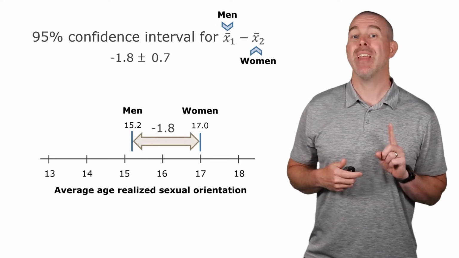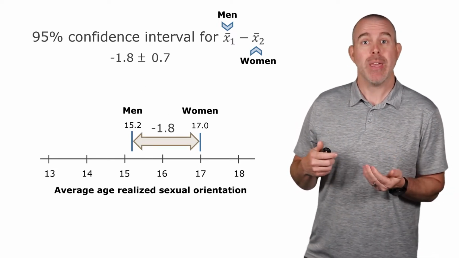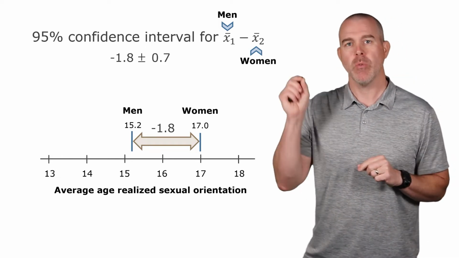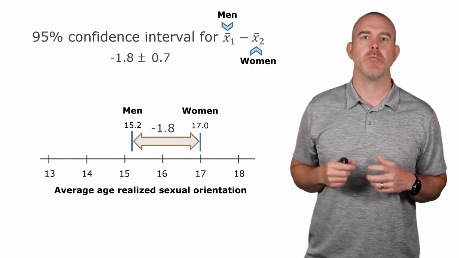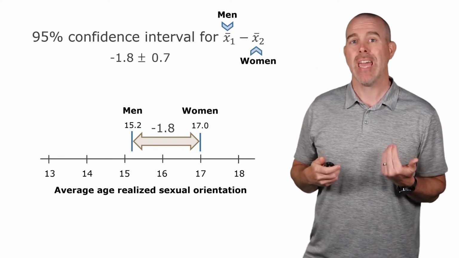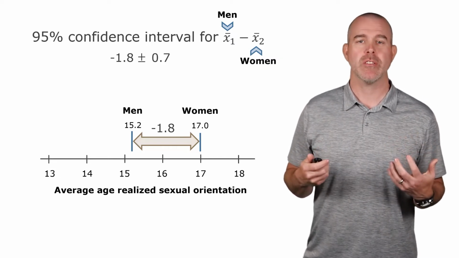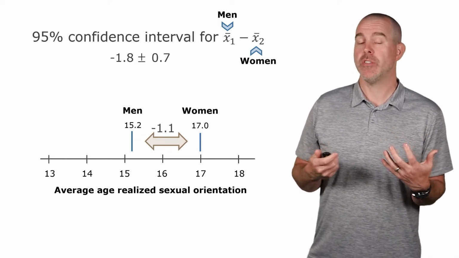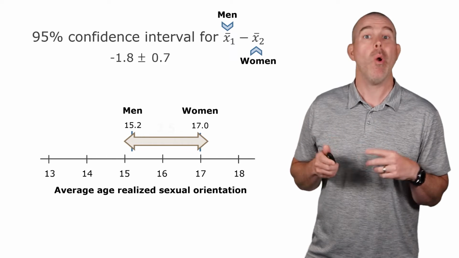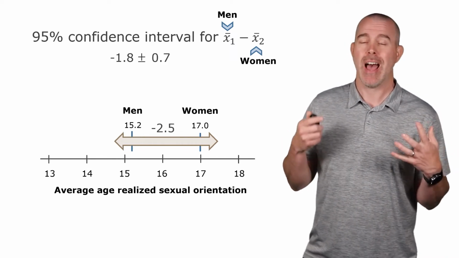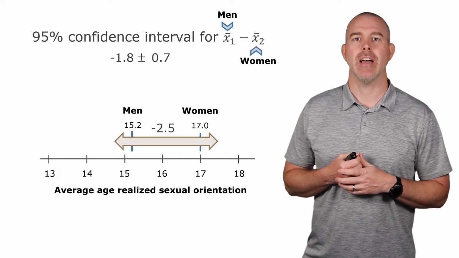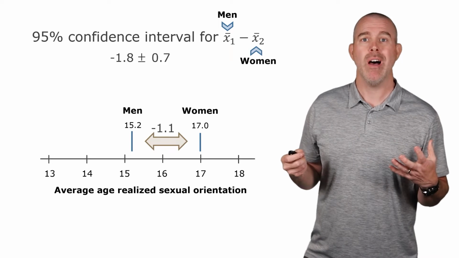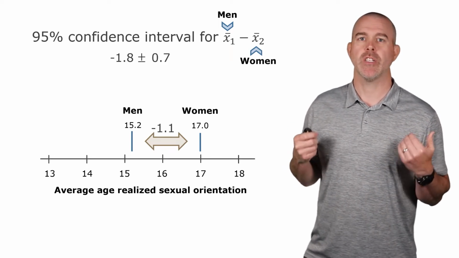So you'll see here that we have a negative 1.8. That's because the average for men was less than women. Because we put men first, gender equals men for the first one, we have a negative. So it's negative 1.8: men on average realized their sexual orientation 1.8 years before women. But our confidence interval says it could be as little as negative 1.1 or as high as negative 2.5, as high in absolute value, of course, not in sign. Either way, even at negative 1.1, men realized their sexual orientation before women.